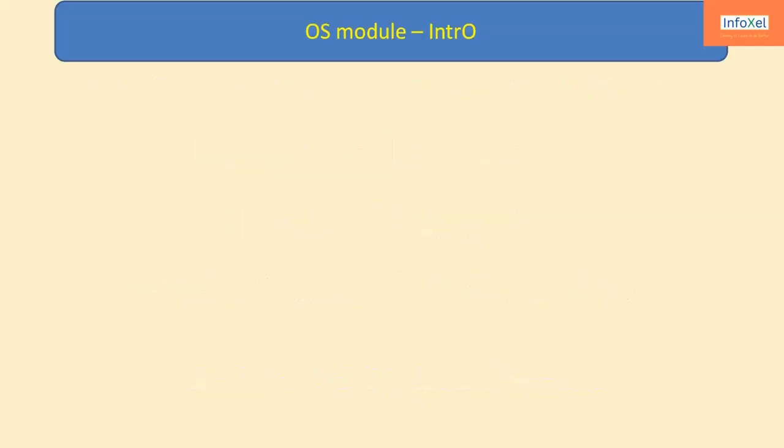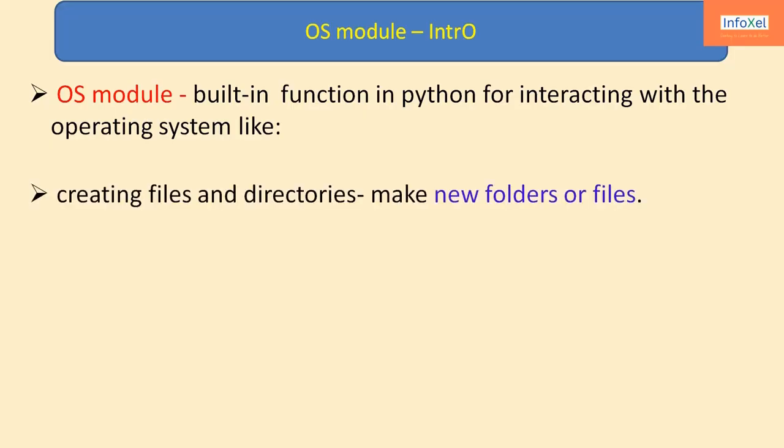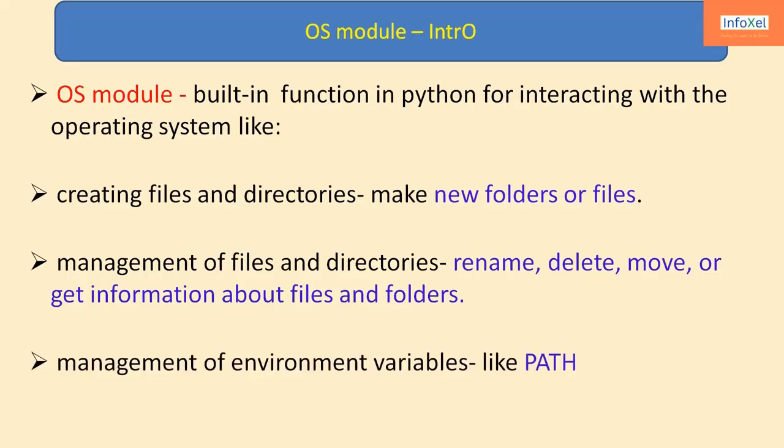OS module introduction. The OS module is a built-in module in Python for interacting with the operating system, like creating files and directories. That is, you can make folders or files. Management of files and directories: you can rename a file or directory, delete a file or directory, move a file or directory to some other place, or get information about files and folders. We can also manage environment variables like path. What is a path? We will see later.